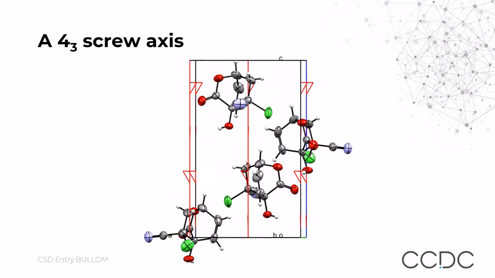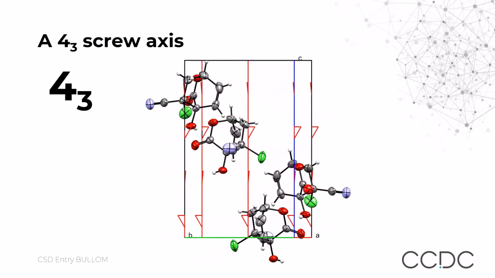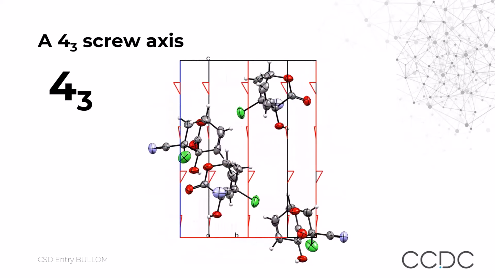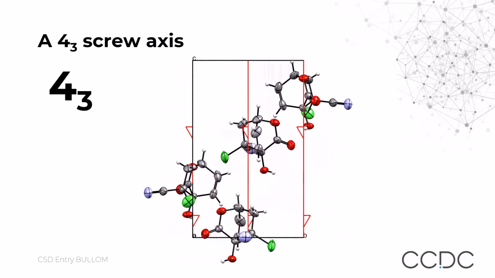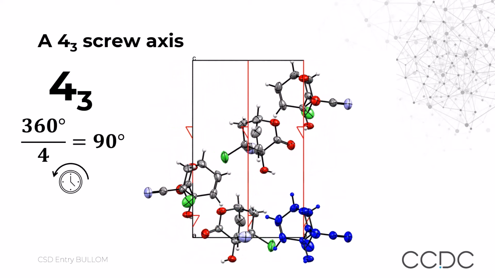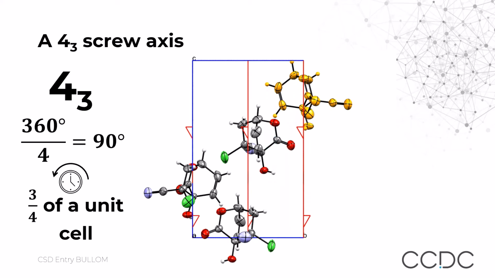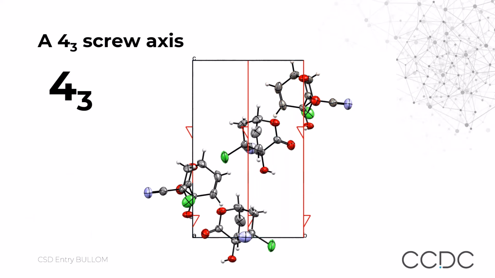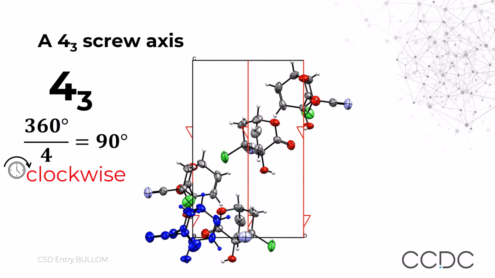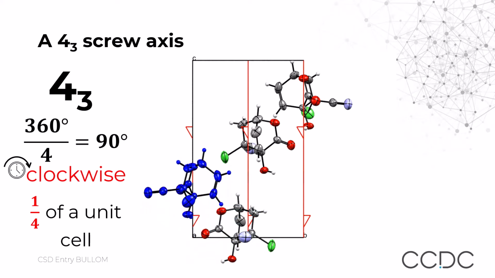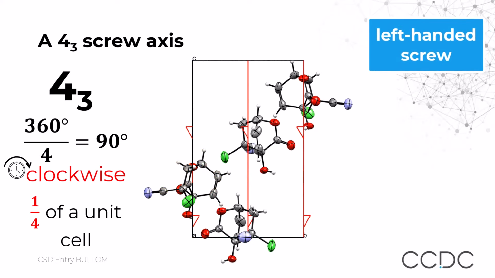We can also look at a structure with a 4-3 screw axis. Here we can view the molecule as being rotated 90 degrees anti-clockwise around the screw axis, then translated 3/4 of a unit cell each time. You may notice that the same pattern is produced by rotating 90 degrees clockwise around the screw axis, then translating by 1/4 of a unit cell each time. This creates a left-handed screw.